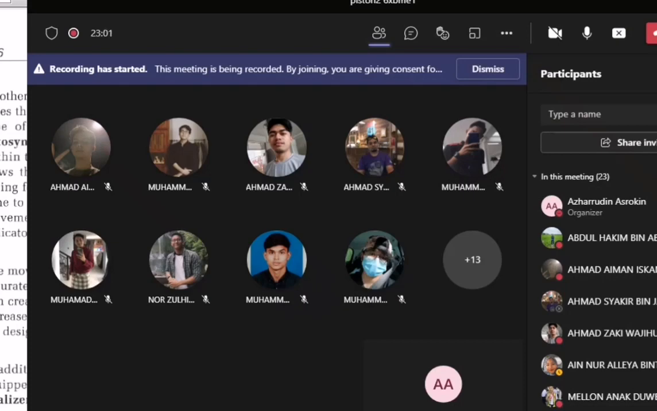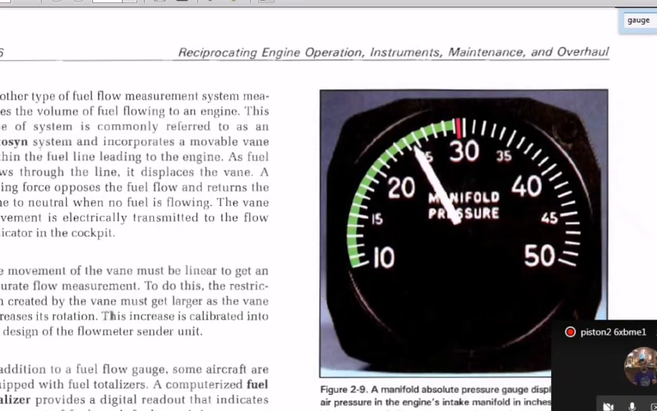Betul. Pressure tu 29.92. Pernah dengar sebelum ni? Pernah. Sea level. Itulah. So, dalam gambar ni, yang mana satu 29.92? Mana? Dalam gambar ni. Nampak red line ni. Nampak arrow aku tu tengah gerak-gerak dekat red line tu. Itulah dia 29.92. Tetapi manifold pressure ni untuk non-pressurized engine.